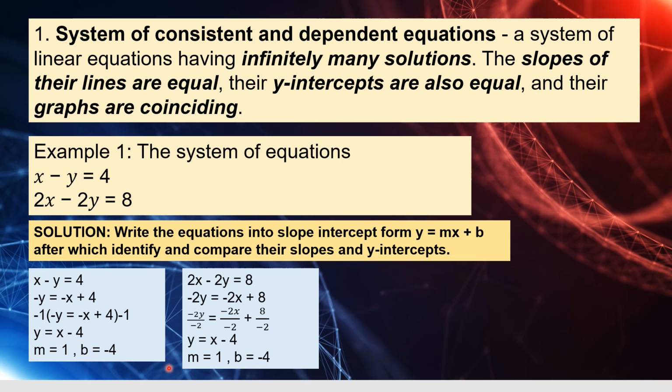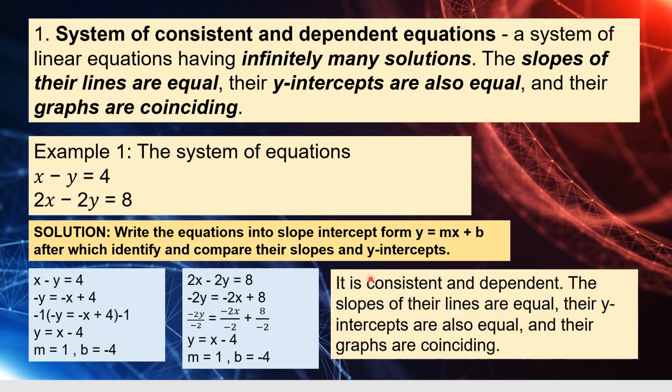Now, let us compare the slopes and y-intercepts. As you can see, their slopes are equal, and their y-intercepts are also equal. Thus, this system of equations is consistent and dependent. Why? Because the slopes of their lines are equal, their y-intercepts are also equal. Thus, the graph of this system of equations are coinciding.